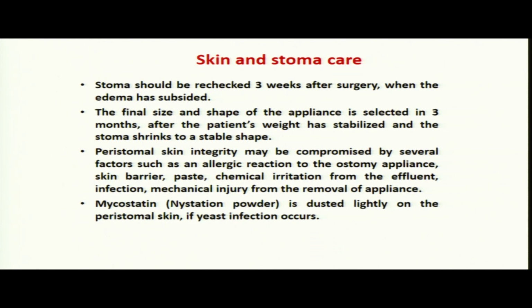Skin and stoma care. The stoma should be rechecked 3 weeks after surgery, when the edema has subsided. The final size and shape of the appliance is selected after 3 months, after the patient's weight has stabilized and the stoma shrinks to a stable shape. So, what is meant? There will be stomal edema as a natural process for at least 3 weeks post surgery.